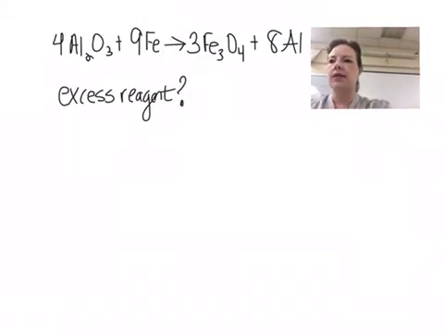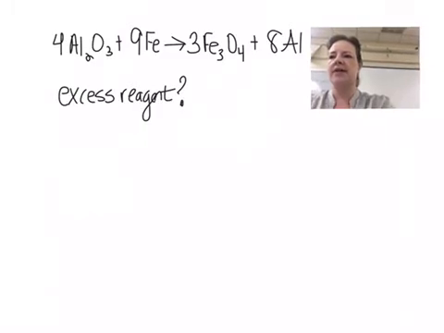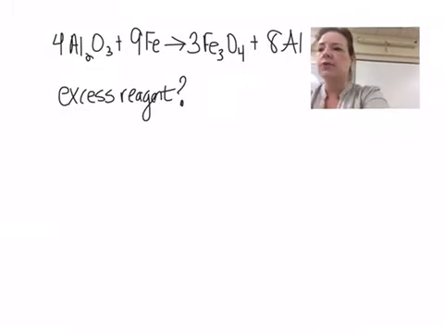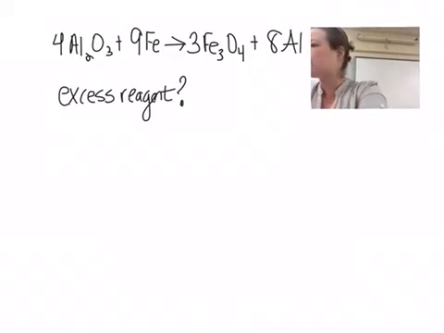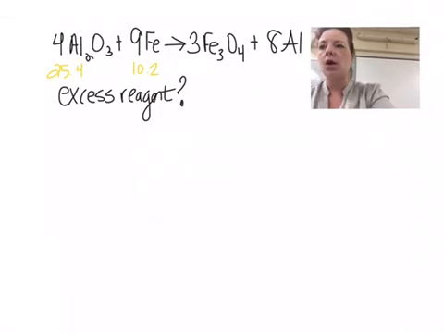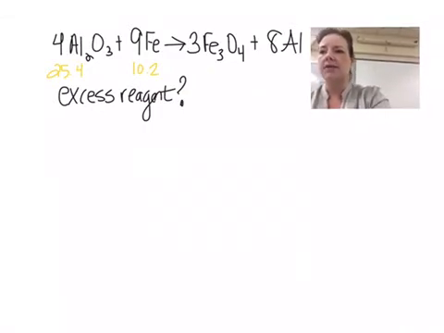All right, so the last question on here is asking us about how many grams of the excess reagent are going to be left. So we have to identify what the excess reagent is. So we know that we started with 25.4 grams of aluminum oxide, and we started with 10.2 grams of iron. Well, we determined in part A that our limiting reactant was going to be the iron.